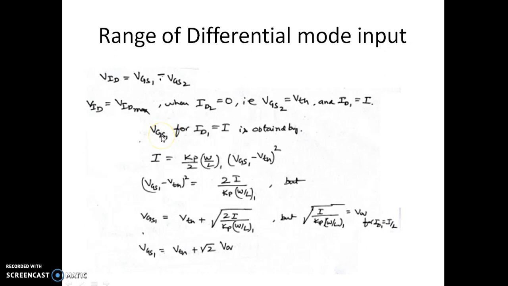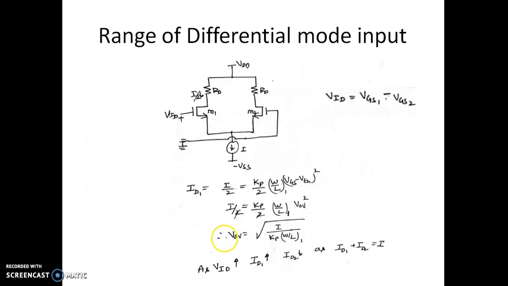So we are supposed to find out what VGS1 is for the current through MOSFET 1 to be equal to I. We write I equal to Kp by 2 into W by L into VGS1 minus VTH squared. From this you can write VGS1 equal to VTH plus root of 2I by Kp into W by L. But you might have seen in the previous case an expression where VOV is the overdrive voltage for this transistor to have a current of I by 2. If a current of I flows, then that will be different.